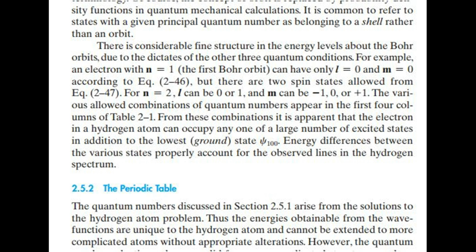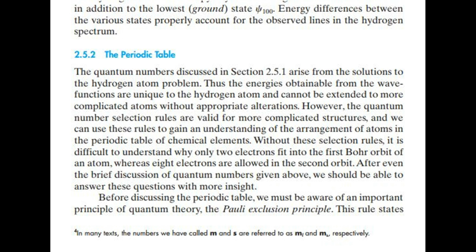Thus the energies obtainable from the wave functions are unique to the hydrogen atom and cannot be extended to more complicated atoms without appropriate alterations. However, the quantum number selection rules are valid for more complicated structures, and we can use these rules to gain an understanding of the arrangement of atoms in the periodic table of chemical elements.